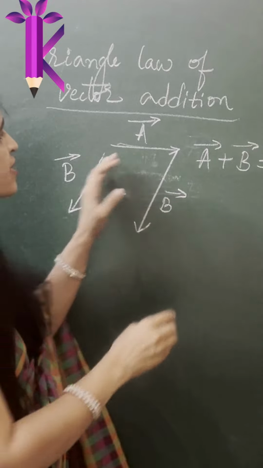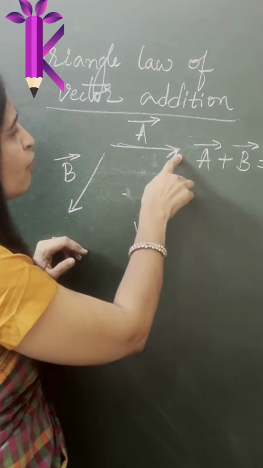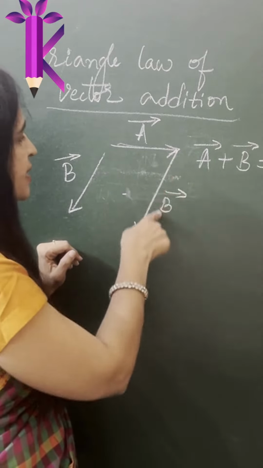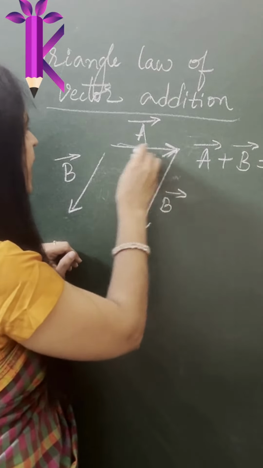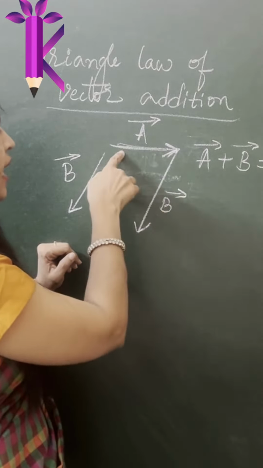How do you slide it? You slide it such that the tail of vector B touches the head of the first vector. This is called the head and this is called the tail, arrowhead and the tail.